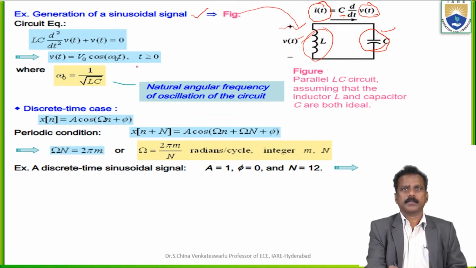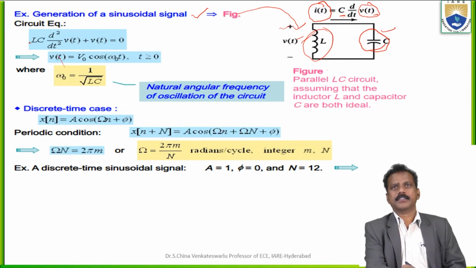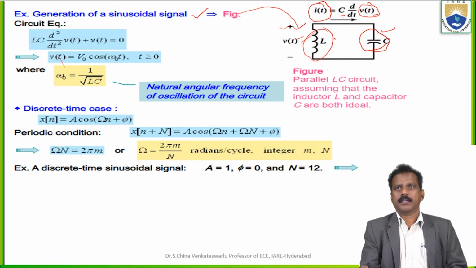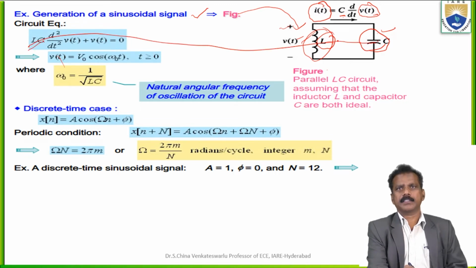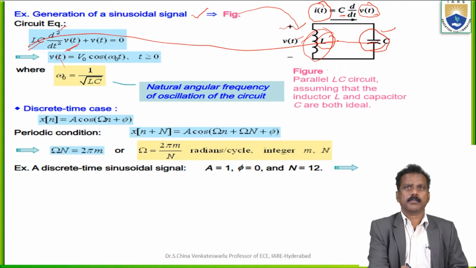From that circuit, we calculate with L and C, the combination of the inductor and capacitor. It is specified here that LC times d square by dt square of the input voltage plus V of t is equal to 0.